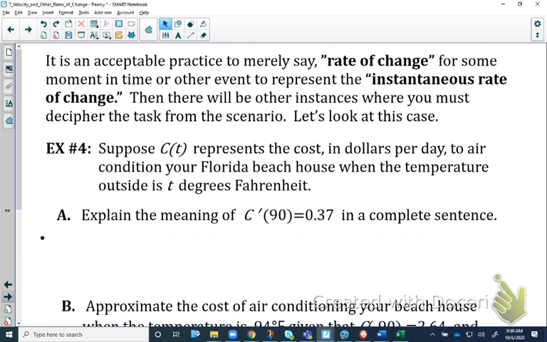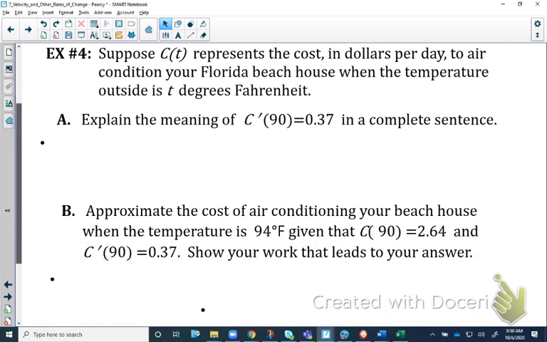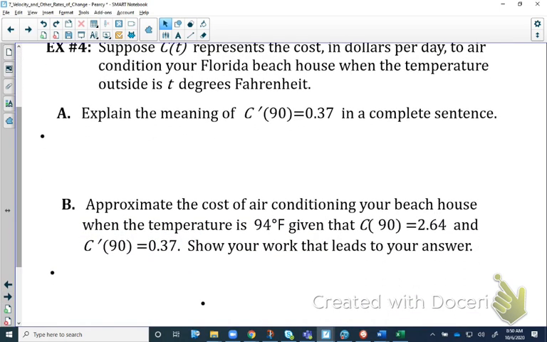So in this example, example 4, we have some function C of t that represents the cost in dollars per day to air condition some Florida beach house, where the temperature is in degrees Fahrenheit. Here we have, again, explain the meaning of the derivative C prime of 90 equals 0.37. Again, I want you to pause the video and attempt to answer that in a complete sentence, and then hit play and see how your sentence and mine compare.